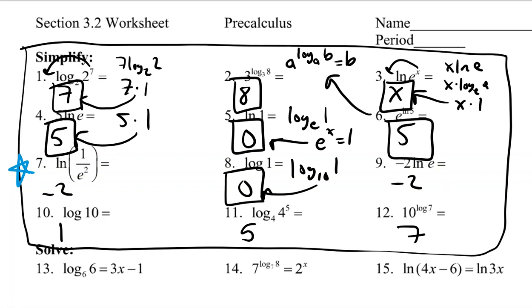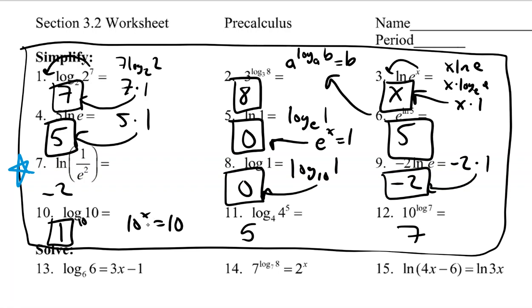Number 4, number 9 looks similar. Natural log of e is still 1. -2 times 1 is -2. This is base 10. 10 to what power gives you 10? That was how I got 1.